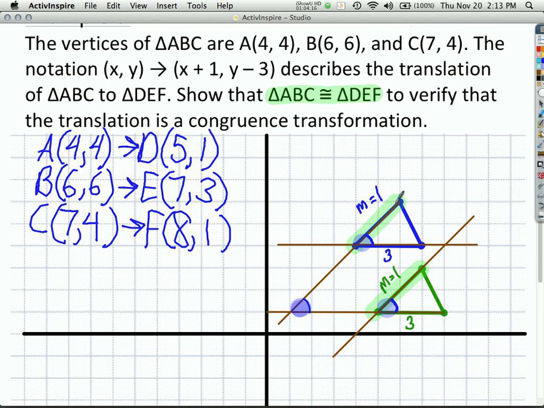So, again, we could have taken Nathaniel's approach, used the distance formula and proved side, side, side. But I just wanted to introduce the idea that we can use other information to prove other things. Okay? So what we have done is we've proven the two triangles are congruent by using the methods we've learned in our toolbox. And we've proven the transformation was a congruence transformation.